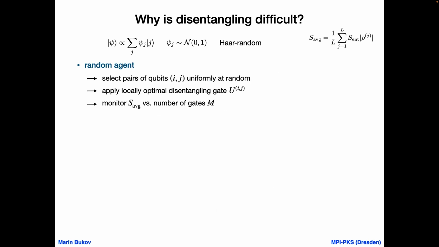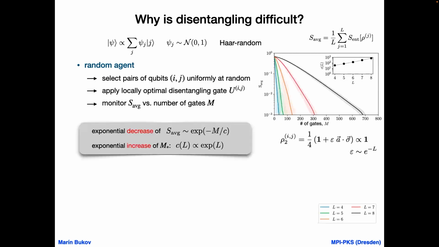You would say, okay, let's just try something very, very stupid. So let's just do what I call a random agent. A random agent will select a pair of qubits uniformly at random from the L qubits that I have in the state. And then it's going to apply such a locally optimal disentangling gate. And let's do this, just simply these two rules. And as we do this, we're going to be monitoring the average entanglement entropy as a function of the number of gates that we apply. So that's what I'm showing here on the right.